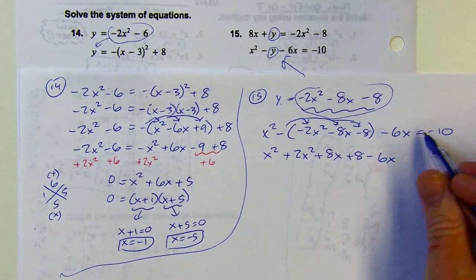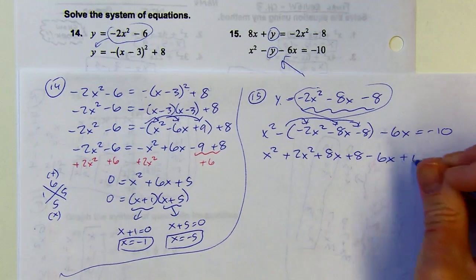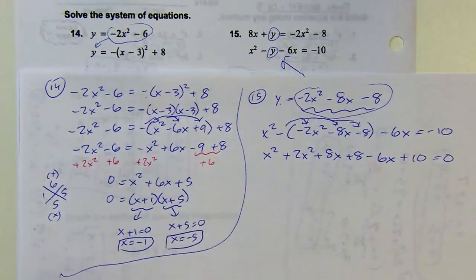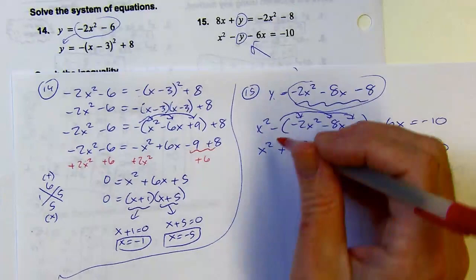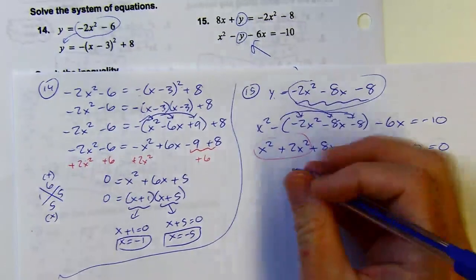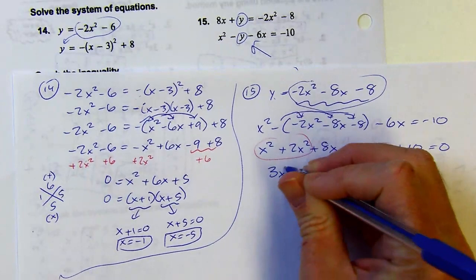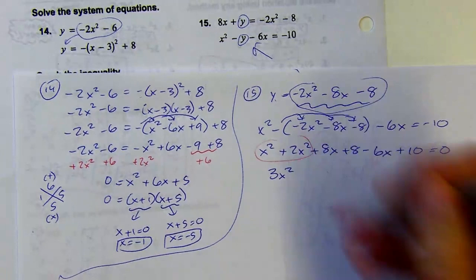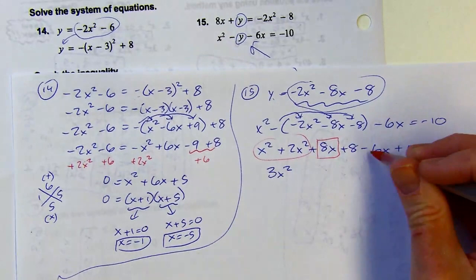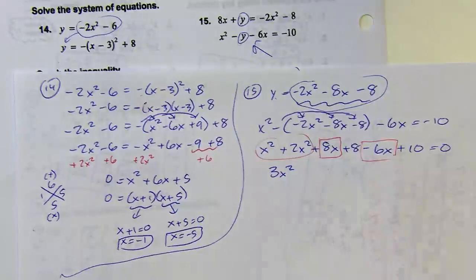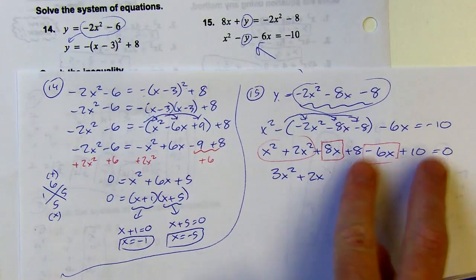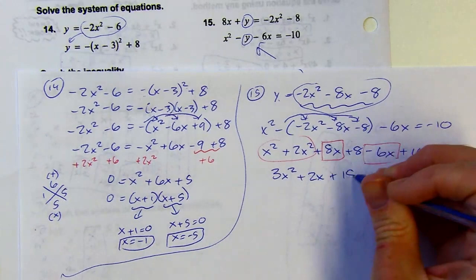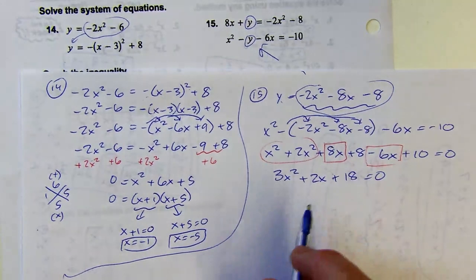Okay, and I'm going to go ahead and move the 10 over to the left side as well. So it's equal to 0, and now let's start combining like terms, okay? So let's see, those two will give me 3x squared, and I've got the x terms here. I'll box those. That's going to give me 2x, and then 8 and 10 would be 18. Okay, so I can't factor out the 3 here.